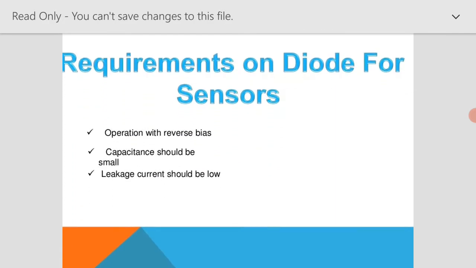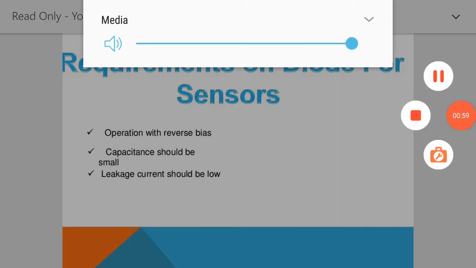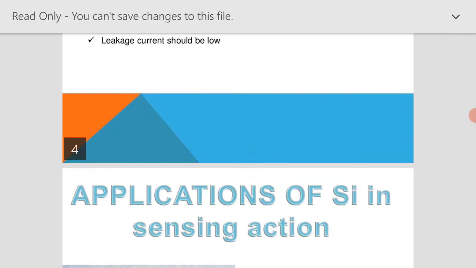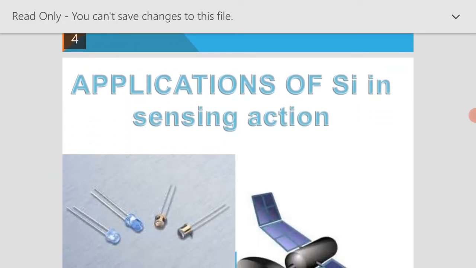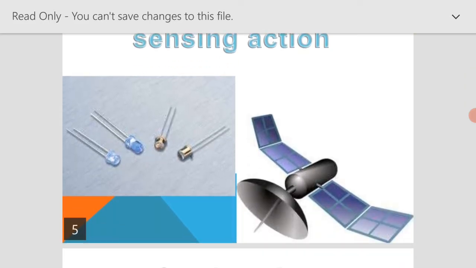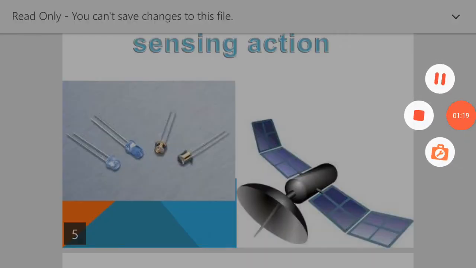The requirements on a diode for sensors are operation with reverse bias, capacitance should be small, and leakage current should be low. The applications of Si in sensing action, Si is silicon, and how the application of Si in sensing action works is as shown in the slide.